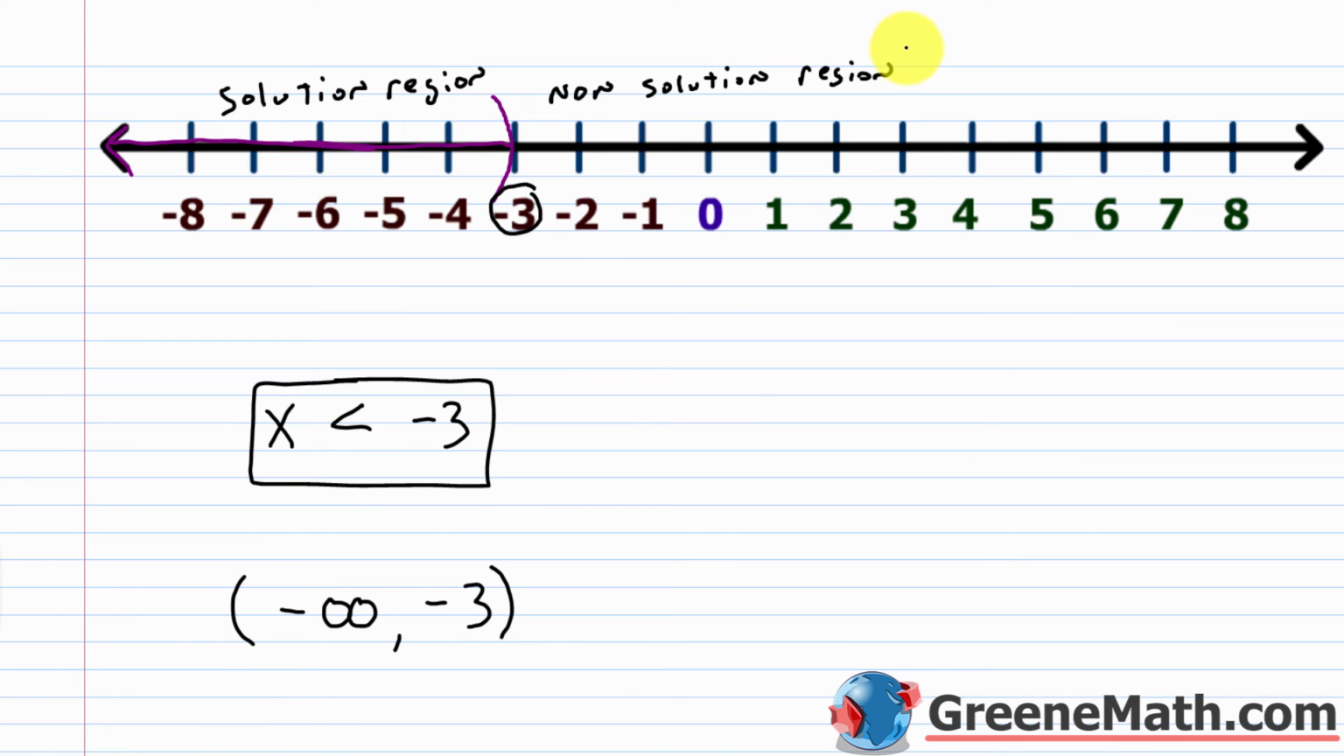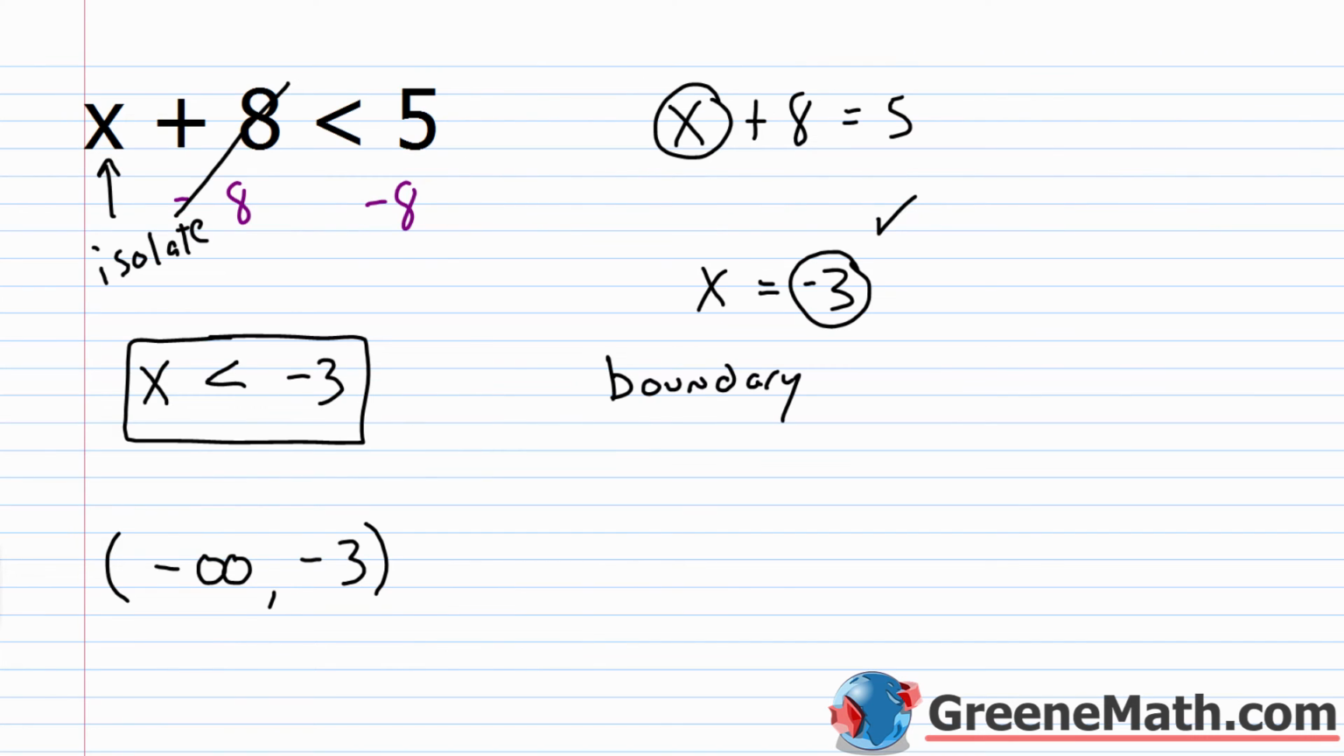So what we need to do after we establish the boundary is take a number from the non-solution region and try it, and then also a number from the solution region and try it. So from the non-solution region, the easiest number to try is 0. So let's go back up here, and we can plug in a 0 for x, and we'd have 8 is less than 5. So that's in the non-solution region, so it should be false, and it is. So it's okay that this is false.